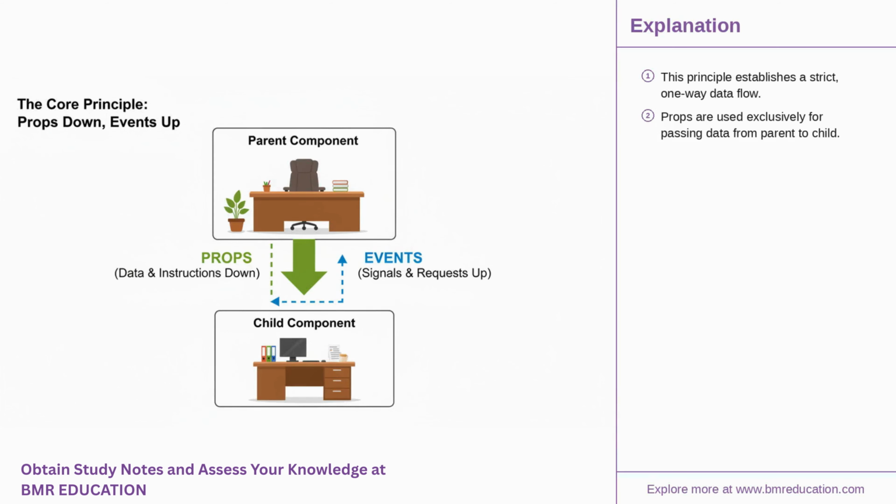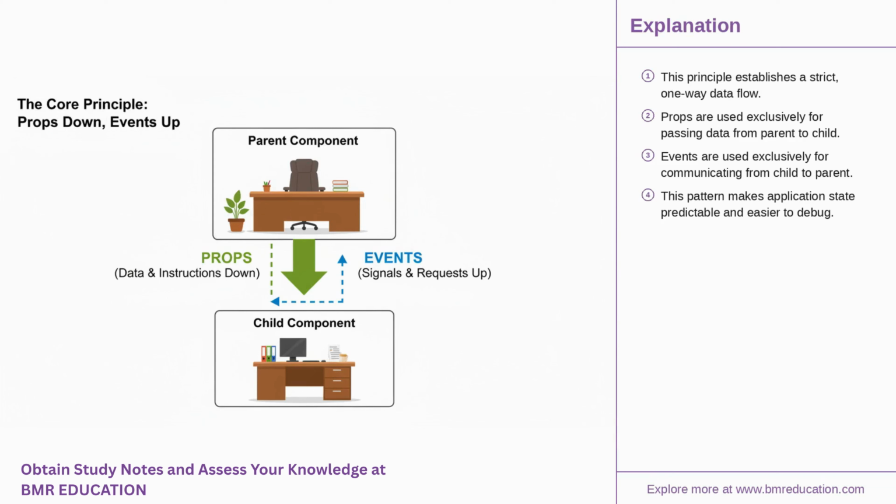Before we dive into code, let's establish the single most important principle: props down, events up. Imagine a parent component as a manager and a child component as an employee. The manager gives instructions and data down to the employee. These are props. The employee reports progress or requests action up to the manager. These are events. This clear one-way flow prevents chaos and makes your application's logic easy to follow.